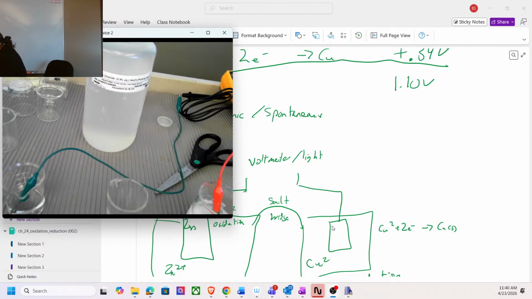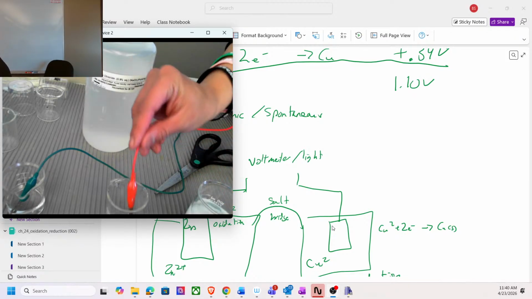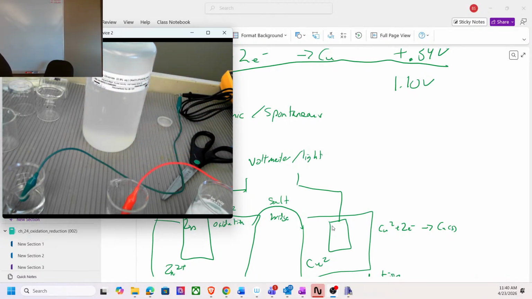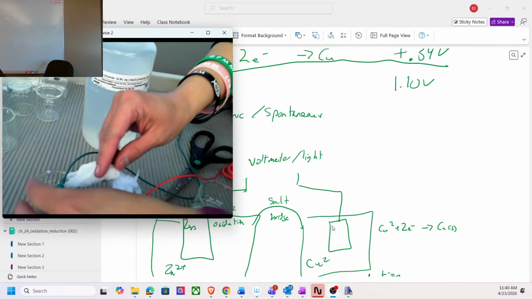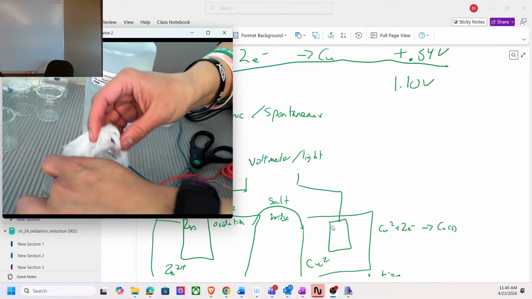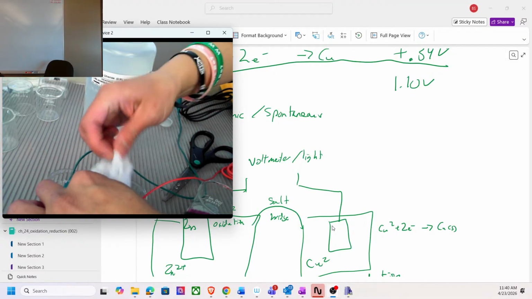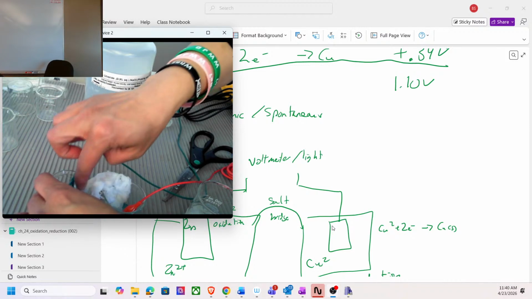And then, let's see. So we haven't completed our circuit. Oh, I stuck in the wrong thing. So copper, and then copper sulfate. Again, just enough to submerge there. And so now we'll take out the cheesecloth that has been marinating, just trying to make it into a little bridge. Make sure you connect your circuit.